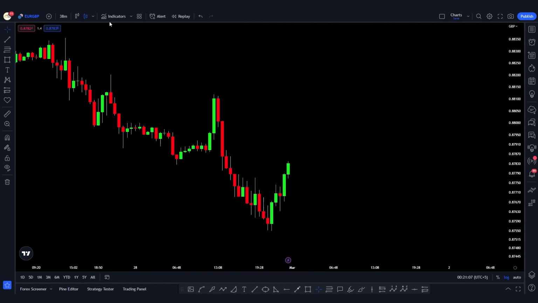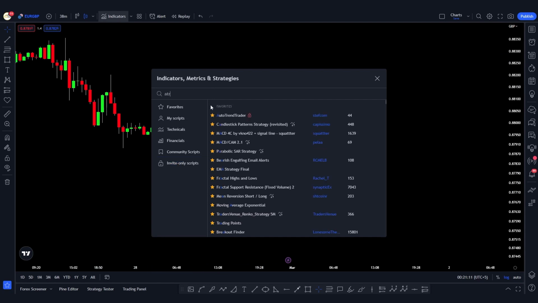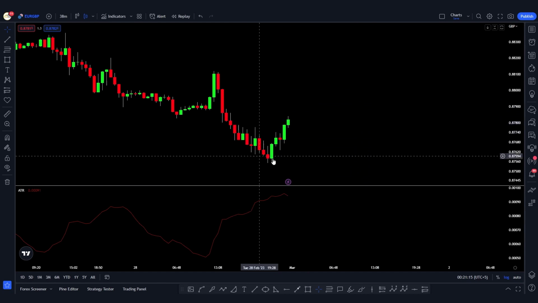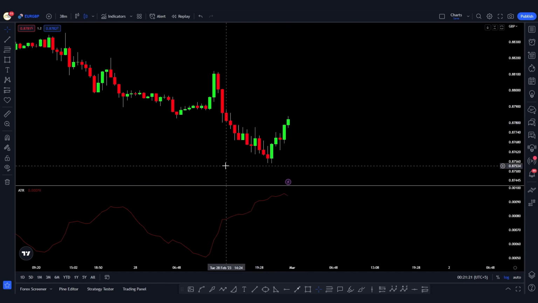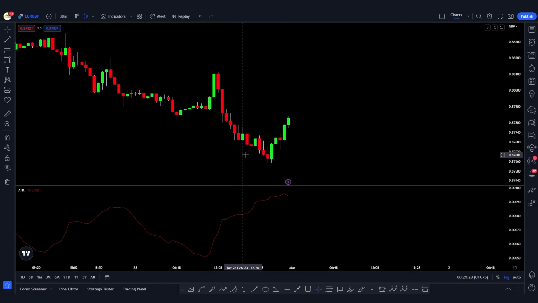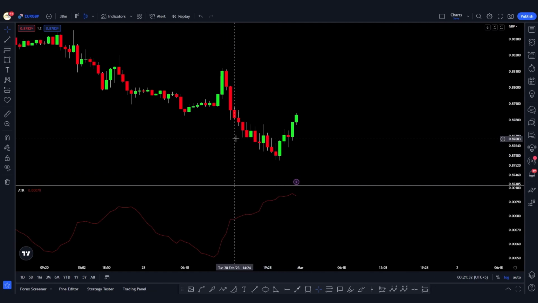So if I apply the ATR indicator, I can go towards the indicator tab and here search for ATR, or average true range. So right now, as you can see, the market moved from here to here, and the ATR value changed from 78 pips to almost 96 pips or 94 pips. So that's how much the market moved, and that is how much the volatility is in the market.